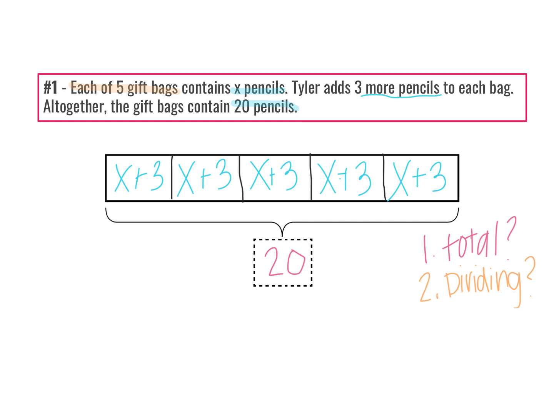And the second part of yesterday was that we had to match an equation with the tape diagram. So the equation that would match this tape diagram is we would have x plus 3, and we know we have equals 20, but it's 5 groups of x plus 3. So that's how you would make your equation. 5 groups of x plus 3 equals 20.